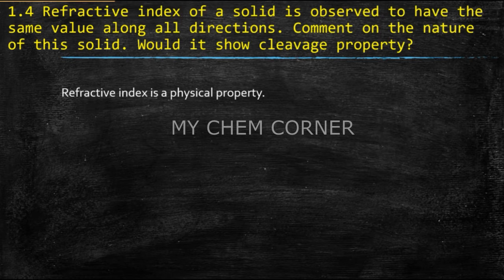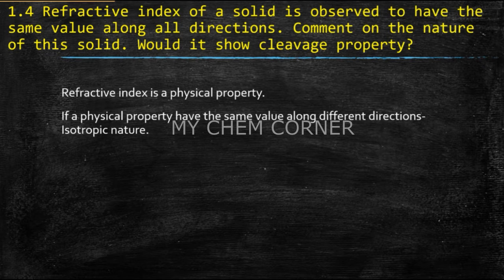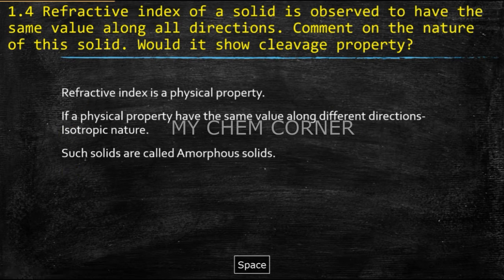Alright, so here, if a physical property has the same value along different directions, then such kind of a nature is called isotropic nature. And we learned under properties that if a solid has isotropic nature, such kind of solids are amorphous solids. So the first question here, we have cleared it out, that comment on the nature of the solid, it is amorphous solid because they are isotropic, which means if physical properties are measured along different directions they will have the same value. Now the second question clearly asked here is, would it show a cleavage property?